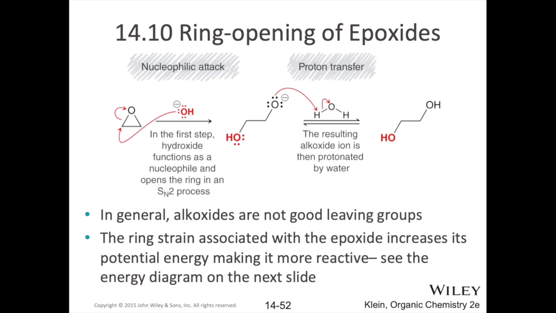So we've seen that alkoxides are leaving groups. They're not super great leaving groups. We can make them better by protonating that oxygen and having it leave as an alcohol. But this is where that ring strain comes in.